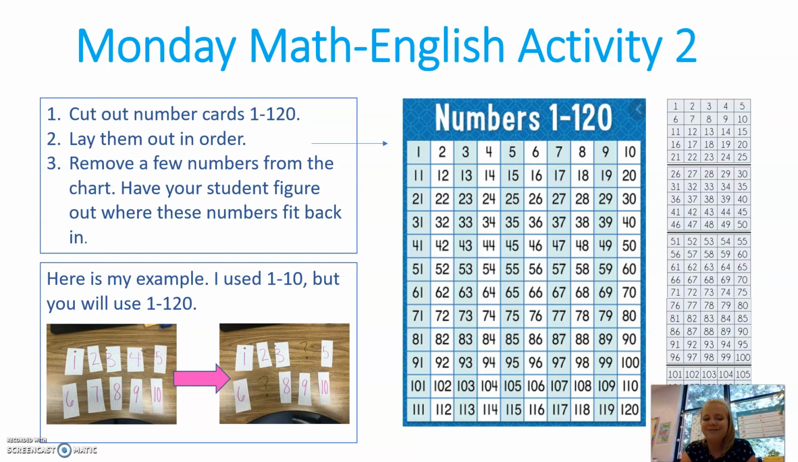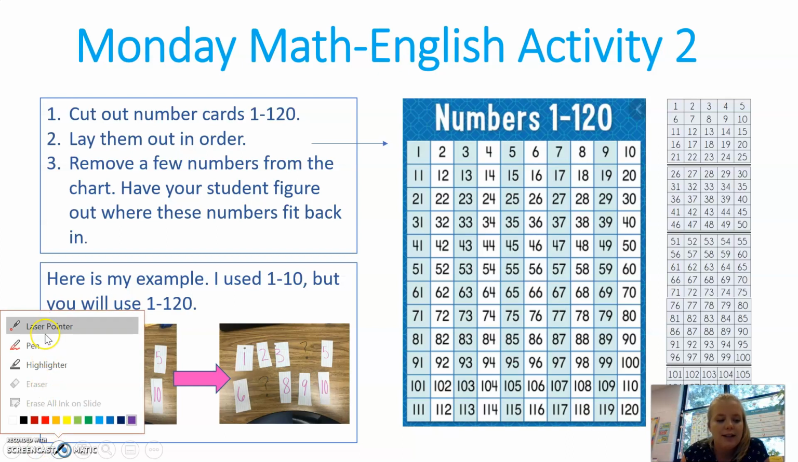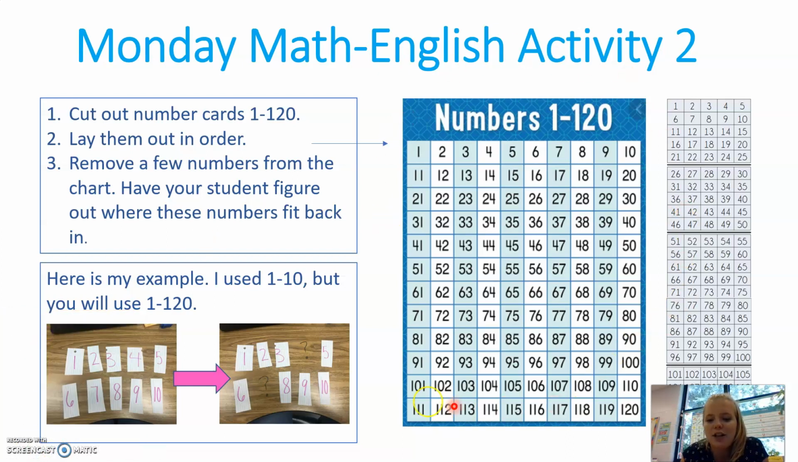Okay, so for this activity, you need to find your number cards in your packet that look like this. Goes 1 all the way to 120. And remember, if you don't have these, you can make these yourself. Once you have these cards, you're going to lay them out. You're going to lay them out 1 all the way to 120, just like you see on this poster. Okay, so just like the poster shows you. Let's get the laser pointer out. So just like this.